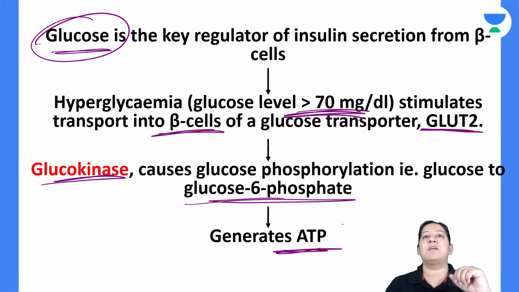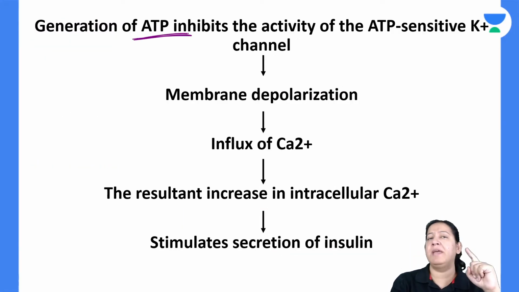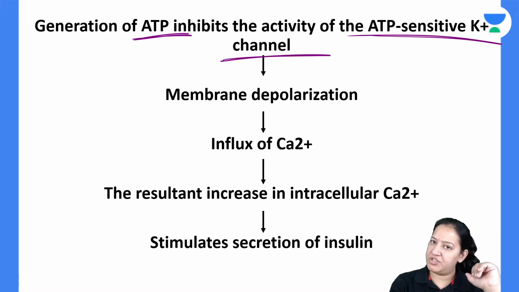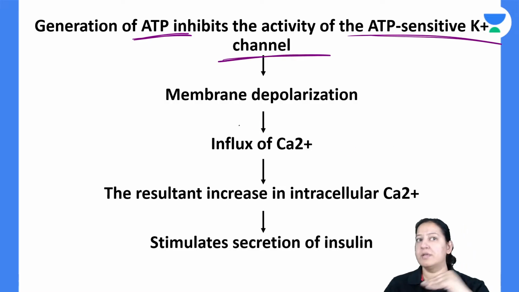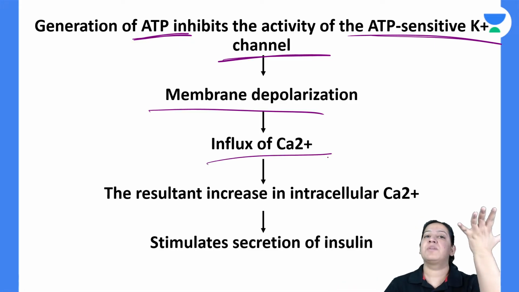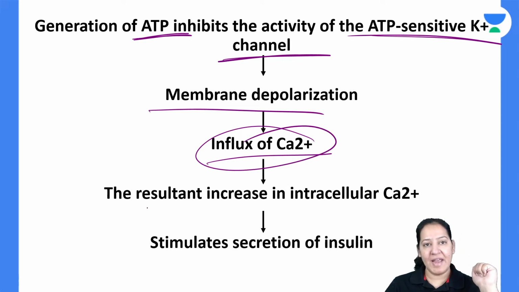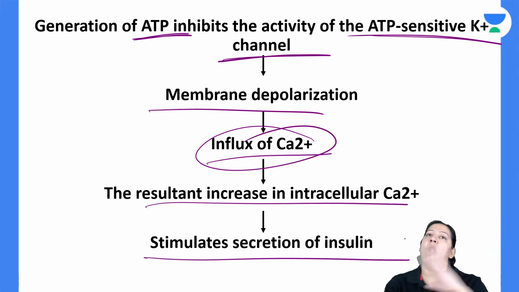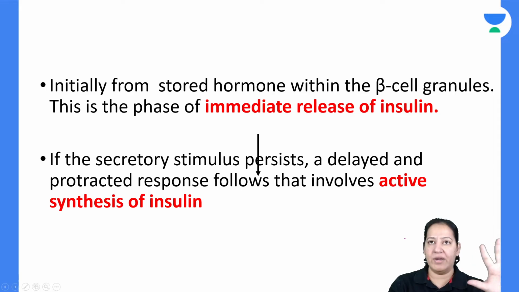During this process, one ATP is released. This ATP inhibits the ATP sensitive potassium channel. So no more potassium will come in. So the membrane of the beta cell of the pancreas will get depolarized. So it will stimulate the calcium channel. Calcium channel will open. Influx of calcium takes place and the intracellular calcium will push the insulin out. So this is how insulin is secreted outside.